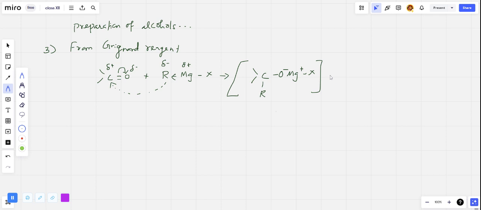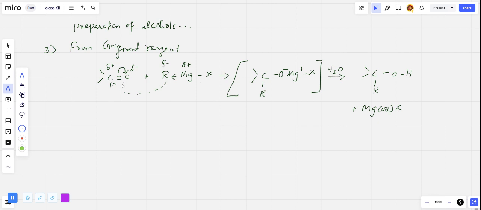When this is hydrolyzed, on hydrolysis we will get an alcohol. So this is an alcohol, R and OH, plus Mg OHX. So this is the mechanism involved here. Instead of R, we can give any alkyl group. So this is a general one.